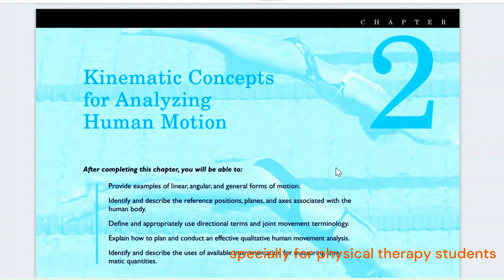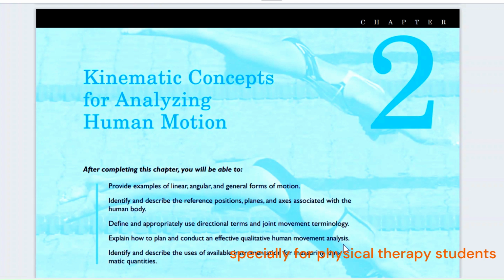First of all, the forms of motion, as you know: linear, angular and general forms. After that, we are going to discuss the reference positions, the anatomical reference positions, the anatomical planes and axes, and how they are associated with the human body. With that, we are going to see the appropriately used directional terms or joint movement terminologies.